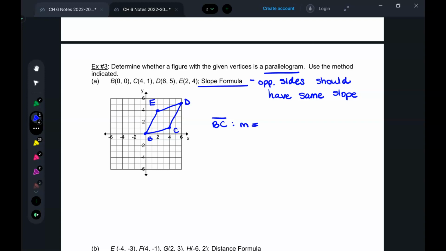Alright. Okay, so we get 1/4 here. What should that be parallel to? 4 over 1. Or, ED. So let's check ED. What's the slope? We go up 1, to the right 1, 2, 3, 4.